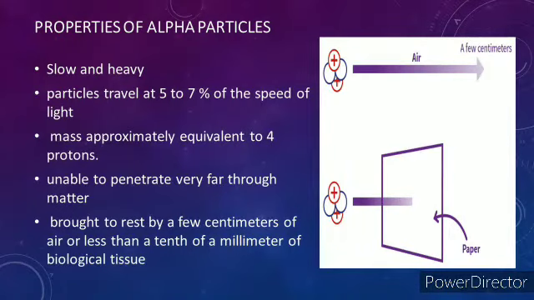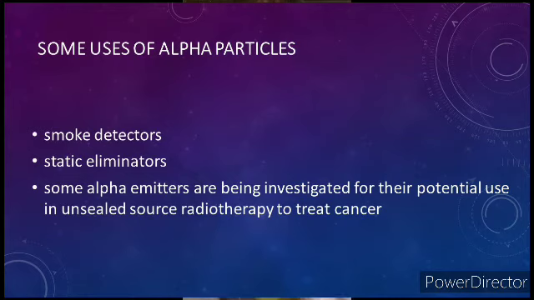Some uses of alpha particles: they have low penetrating power, but this provides a range of useful applications. Smoke detectors: Americium-241 is commonly used in ionizing smoke detectors. Smoke that enters the detector reduces the amount of alpha particles that are detected and triggers the alarm. Static eliminators typically use alpha particles from polonium to remove static charges from equipment. Some alpha emitters are being investigated for their potential use in unsealed source radiotherapy to treat cancer.